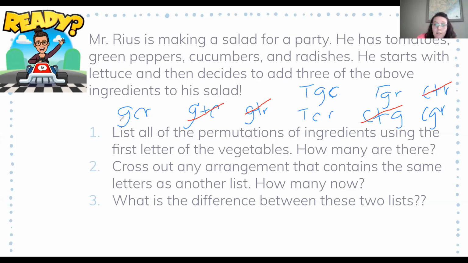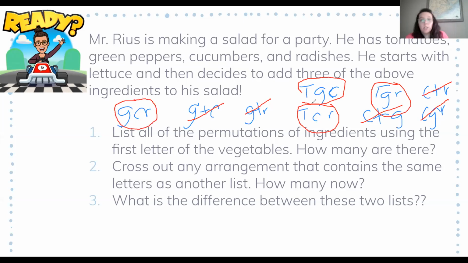Then I have green pepper, cucumber, radish. Over here, I have cucumber, green pepper, radish. So I'm going to cross one of them out. So I'm left with these. I have tomato, green peppers, and cucumbers, tomatoes, cucumbers, and radishes, tomatoes, green peppers, and radishes, and then green pepper, cucumber, and radishes. So these ones all have different letters. So now it's asking how many do you have now? So I have 4 left that don't have the same thing as anything else.